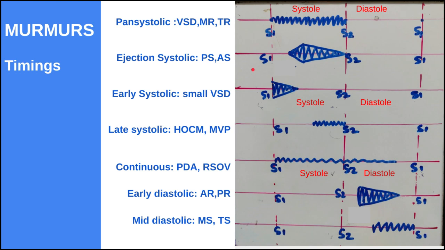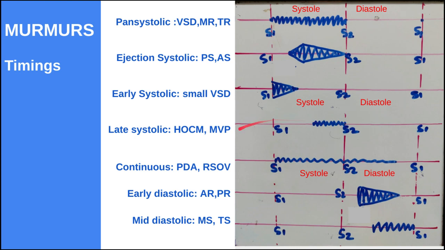Then early systolic murmur is heard in small VSD, and after contraction of muscle, the shunt will be closed and there will be no murmur after the isovolumetric contraction phase. So it is a decrescendo type of murmur. Then late systolic murmur is heard in HOCM and mitral valve prolapse, which starts late in systole and is present up to S2.